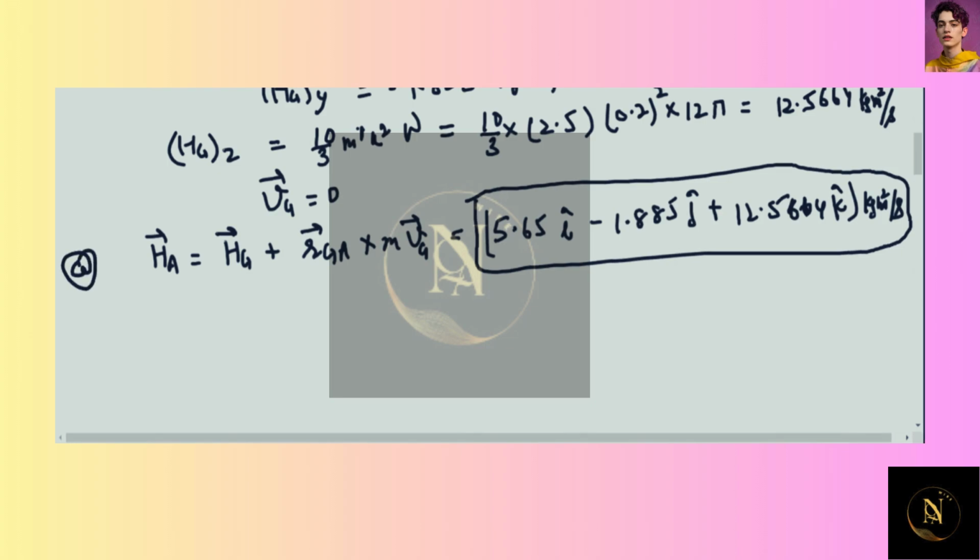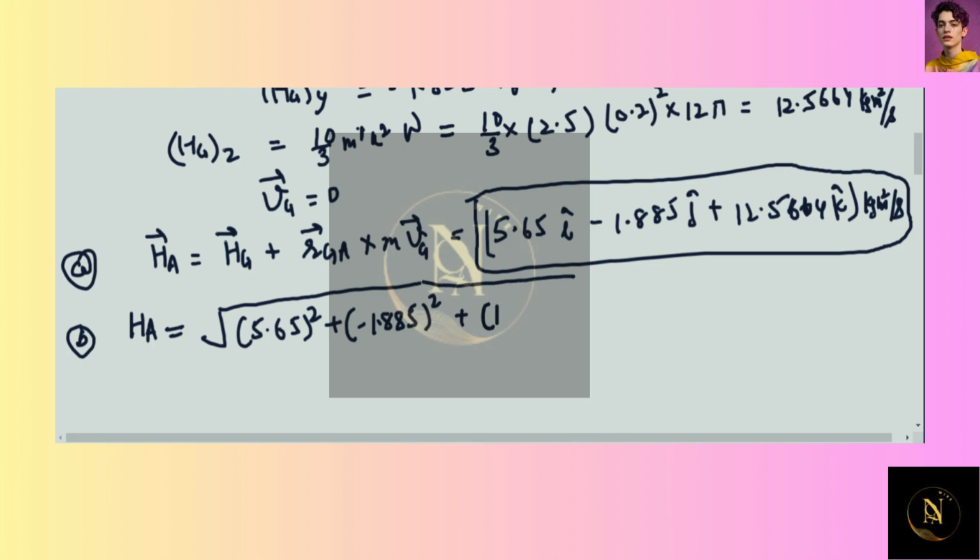Now the answer of B. The magnitude of the angular momentum about A will be the square root of 5.65 whole square, 1.885 whole square, and 12.5664 whole square, so you will get 13.91 kg meter square per second.